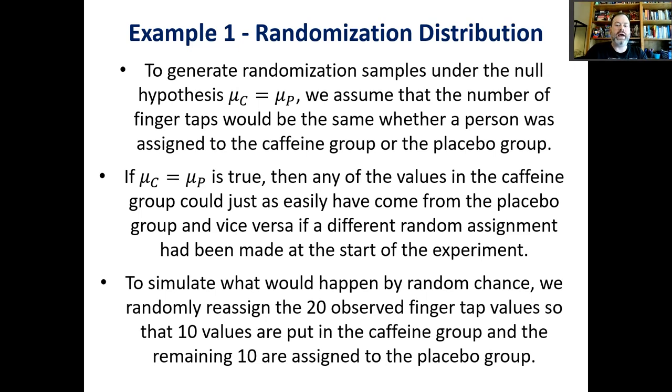So to simulate what would happen by random chance, we randomly reassign the 20 observed finger tap values so that 10 values are put in the caffeine group and the remaining 10 are assigned to the placebo group.